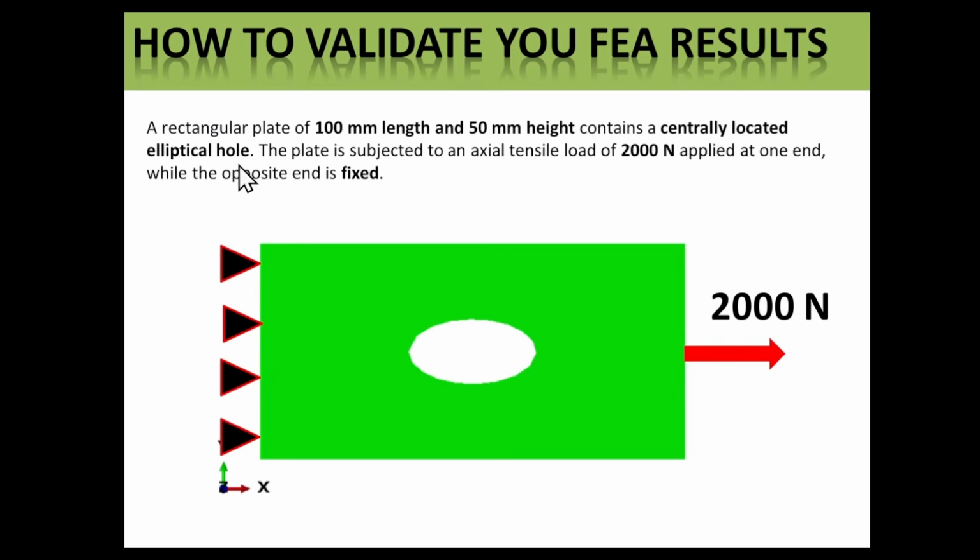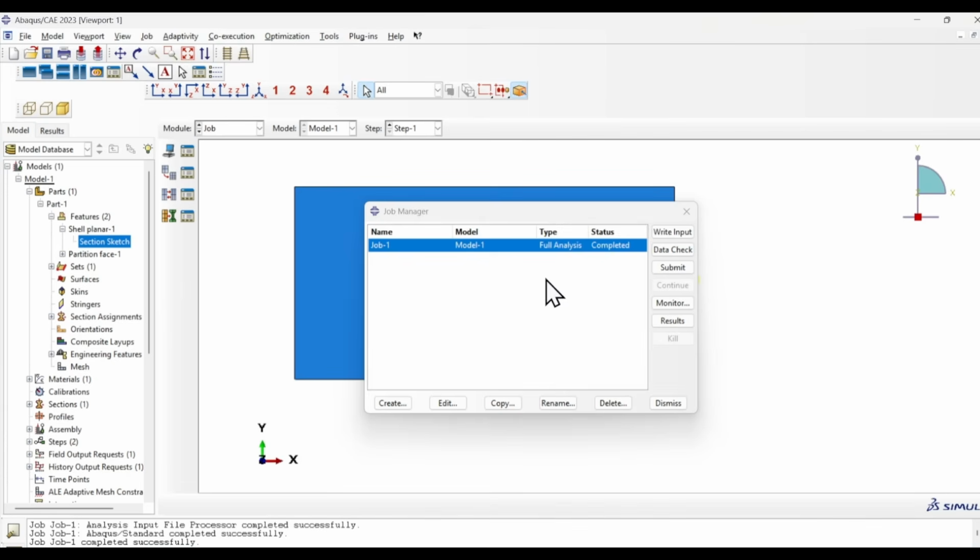Let's start. So we have a rectangular plate of length 100 mm and a height 50 mm containing a centrally located elliptical hole. The plate is subjected to an axial tension load of 2000 newtons at one end, while the opposite end is fixed in all degrees of freedom. We have already completed this analysis in Abaqus.